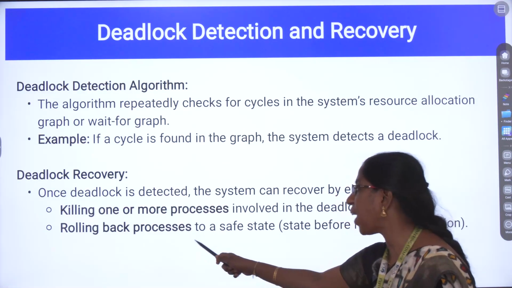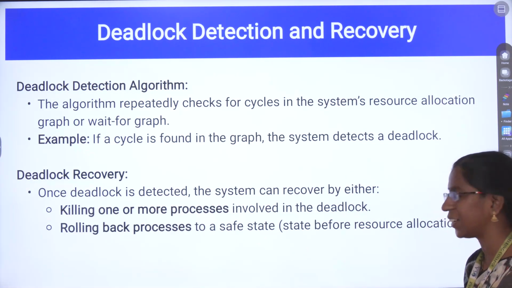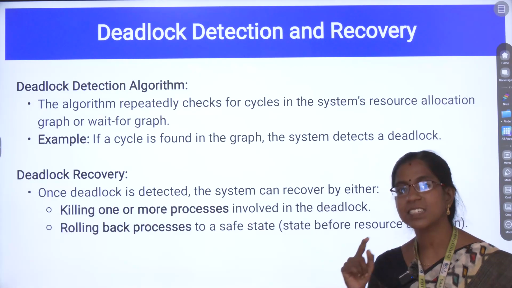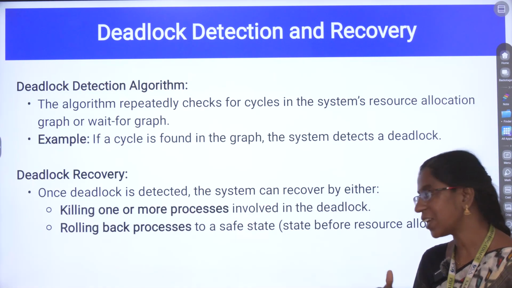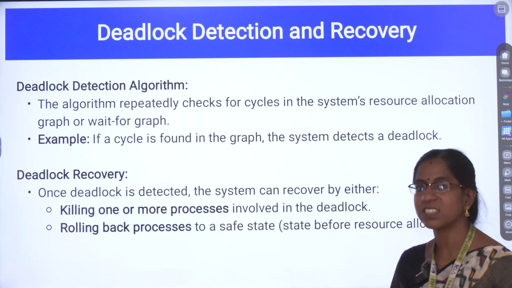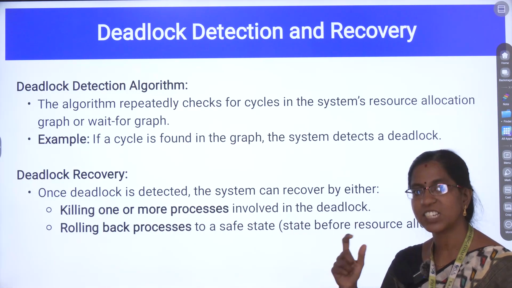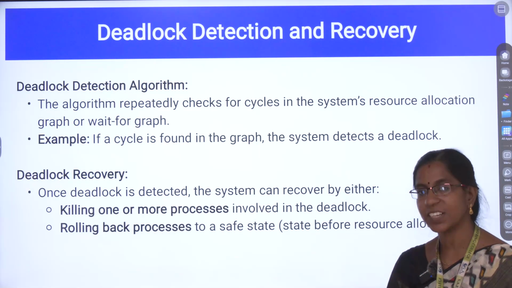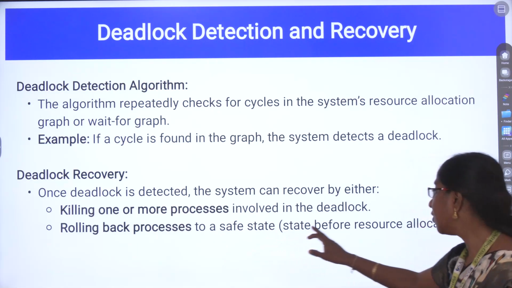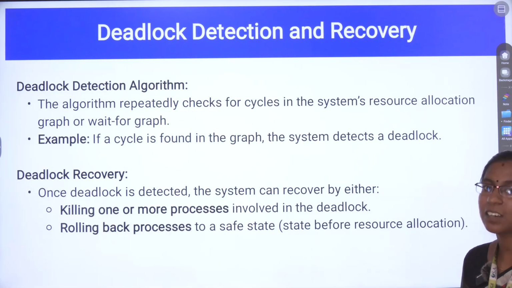The second one is rolling back a process to a safe state. We already discussed this in the safety algorithm, so we are using the same algorithm for rolling back the process. If it is true or false, we check whether the need should be less than work. There's a process check, and everything is handled here for deadlock recovery.